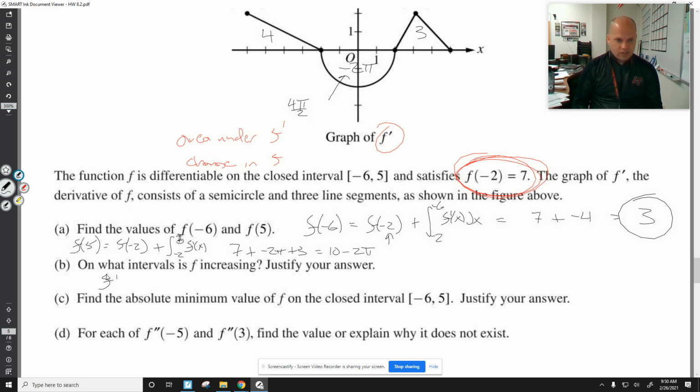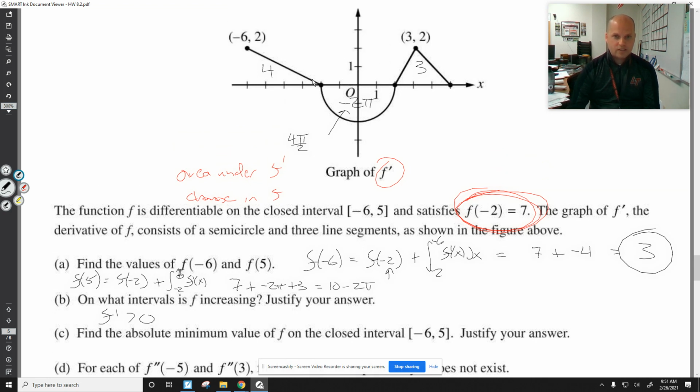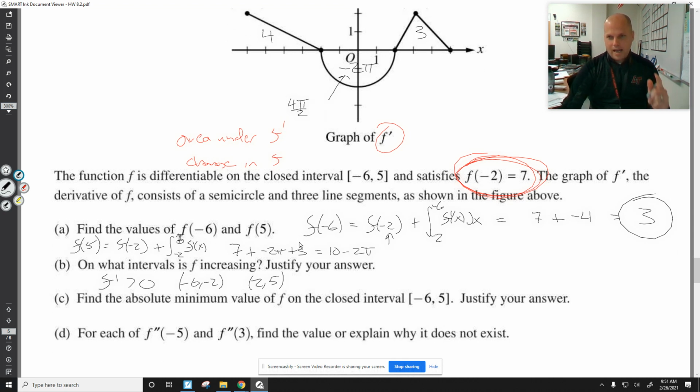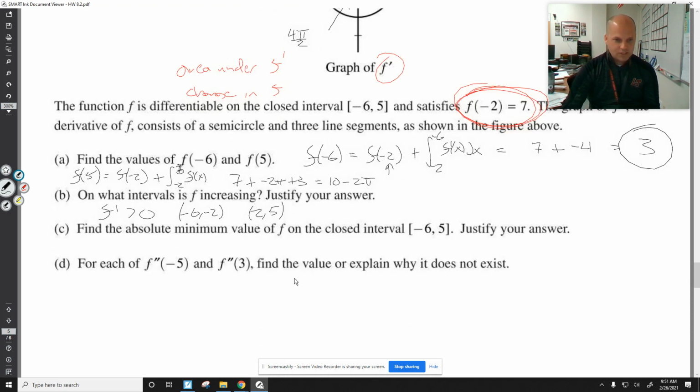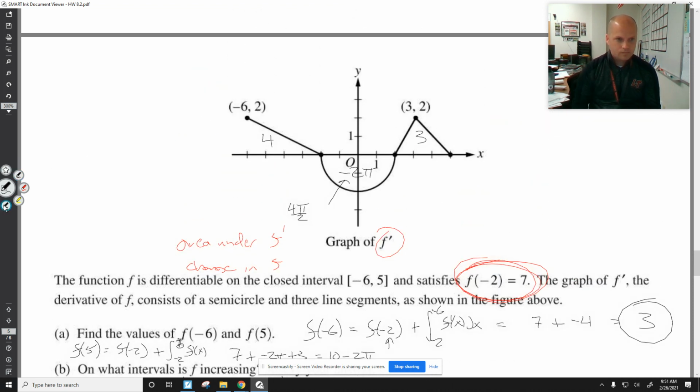f is increasing when f prime is positive. Here's f prime. Again, this is the derivative. This is velocity from -6 to -2, and then from 2 to 5. Justify your answer. I just did. f prime is positive. That's justification. All right, absolute minimum. Here we go. Absolute minimum value. Let's look at our candidates.